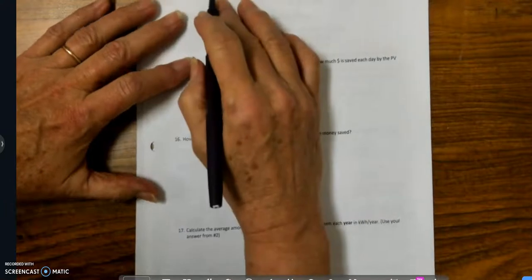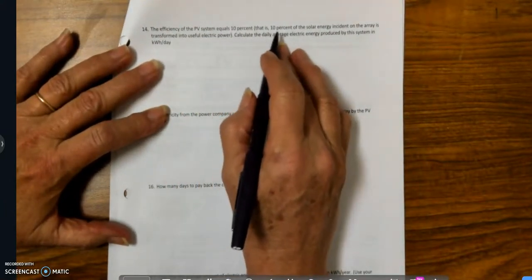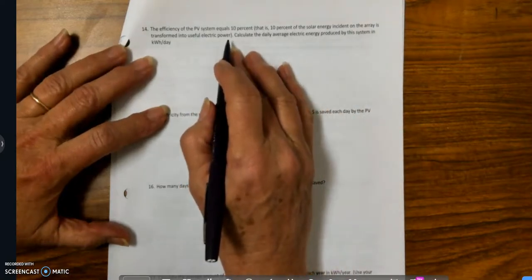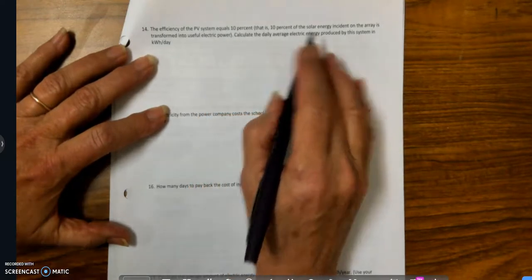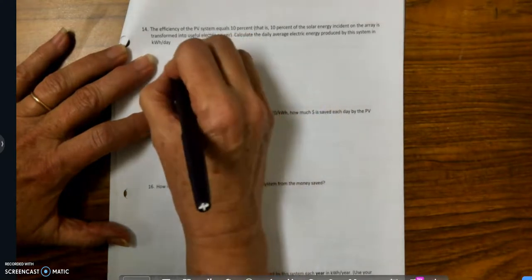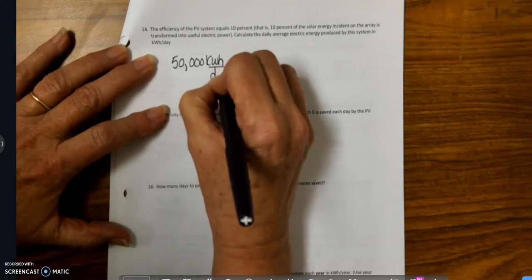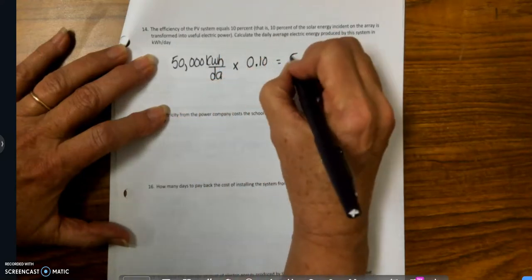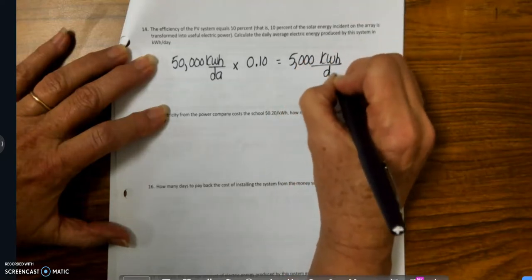All right, now we're going to move on with this. It says the efficiency of the PV system equals 10%. That is, 10% of the solar energy is transformed into electrical power. So it says calculate the daily average energy produced by this system. So what I'm going to do, if only 10% is power, I'm going to take this value and multiply by 10%, which is 5,000 kilowatt hour per day.